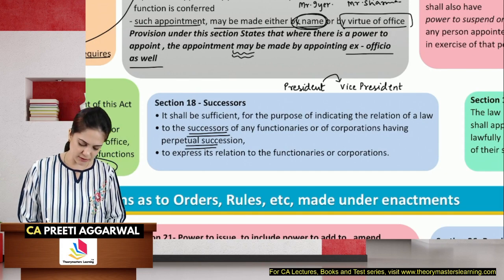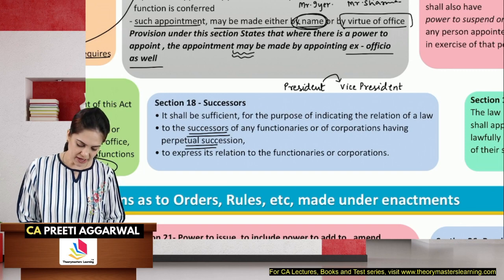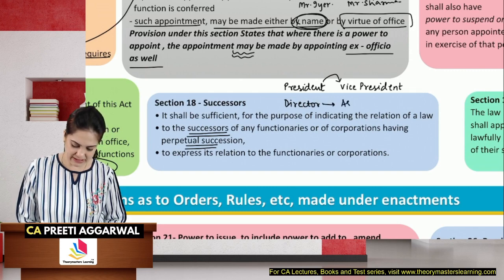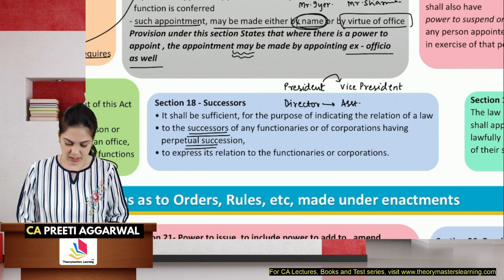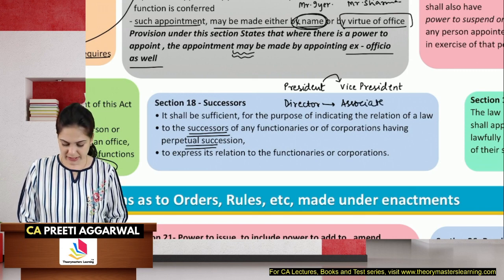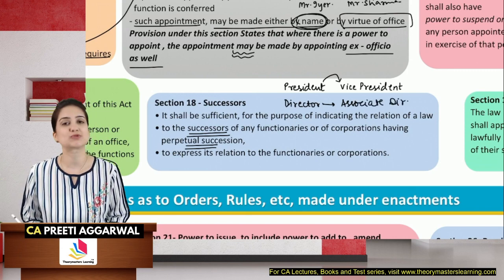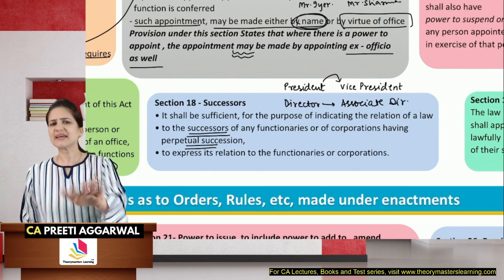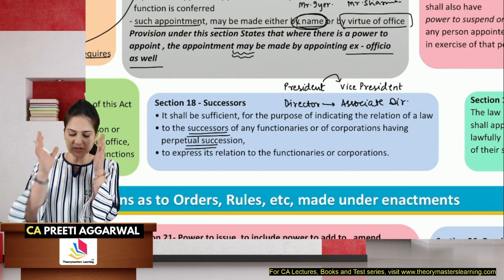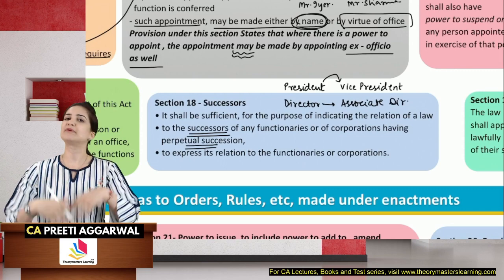Let's say for example, in case of a company, the director, it is to be performed by a particular director. If he is not available, then it can be performed by his assistant or associate director. It can be performed by his associate director. So it is very natural that if certain rights are given to a person, it can be performed by his successor also.